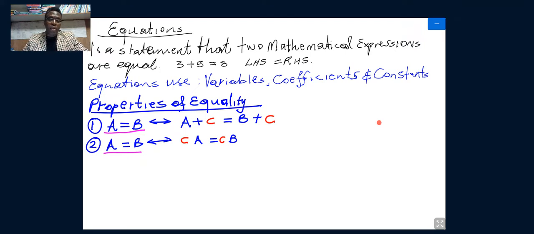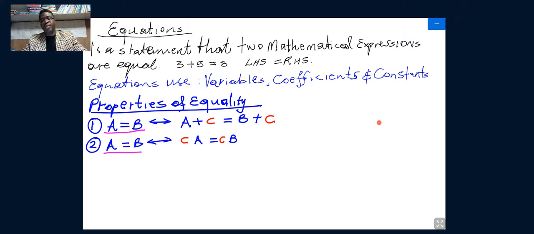So, in our example here, 3 plus 5 is equal to 8. This tells you that the left-hand side is equal to the right-hand side. What if you meet a condition whereby the left-hand side is not equal to the right-hand side? Is that an equation? No. It violates the properties of equality.